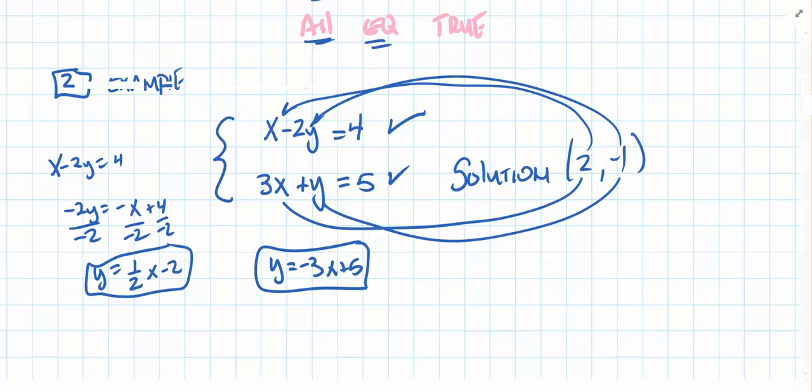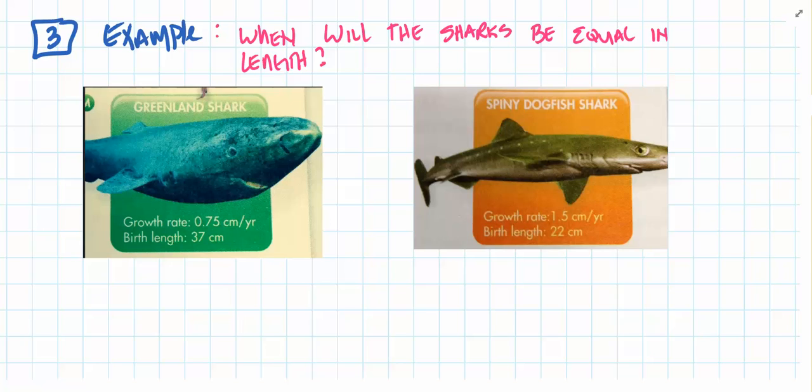Okay, then we had an example with these two pictures. We have the Greenland shark on the left and the spiny dogfish shark on the right. The question is, when will the sharks be equal in length? So you have to get some information from the picture.